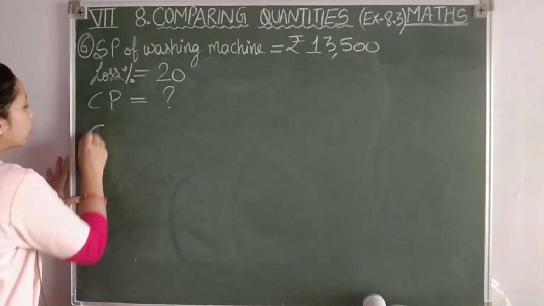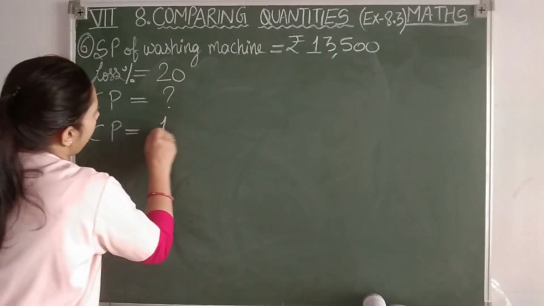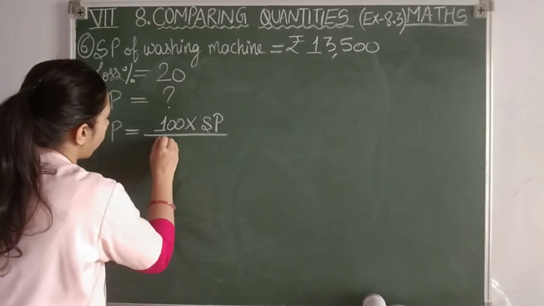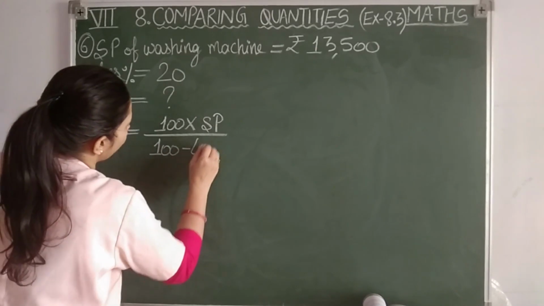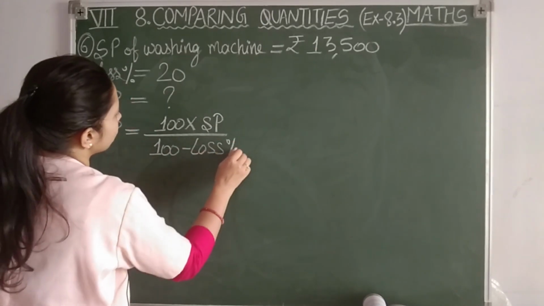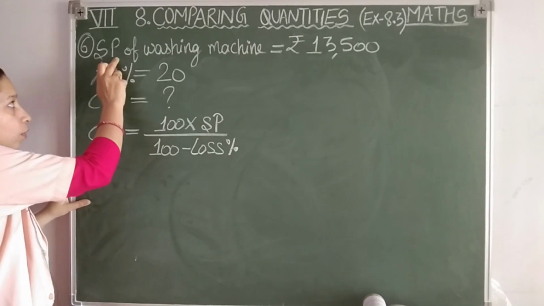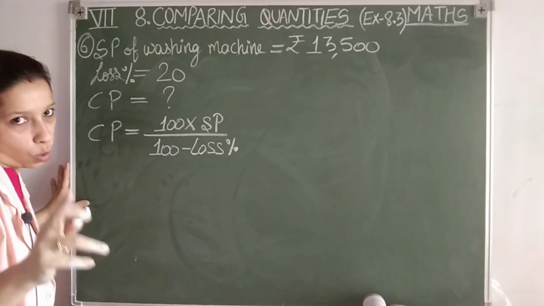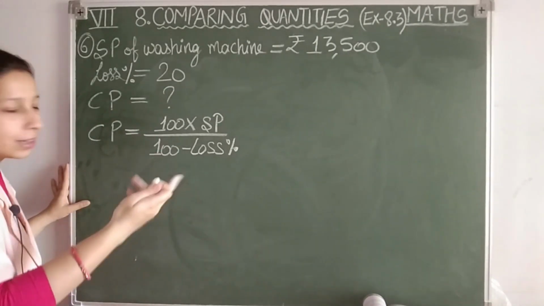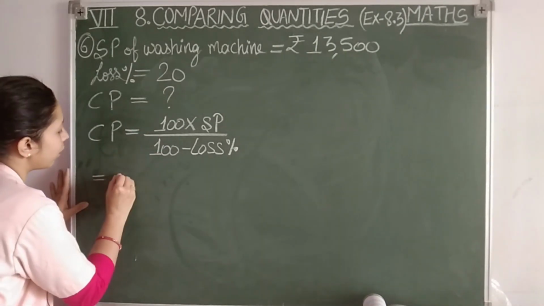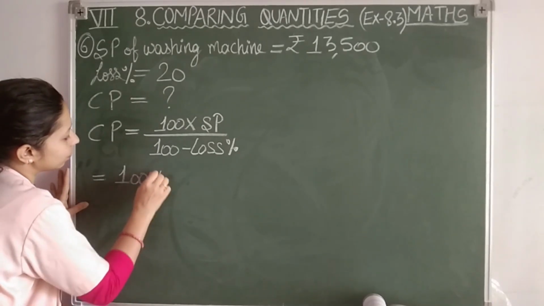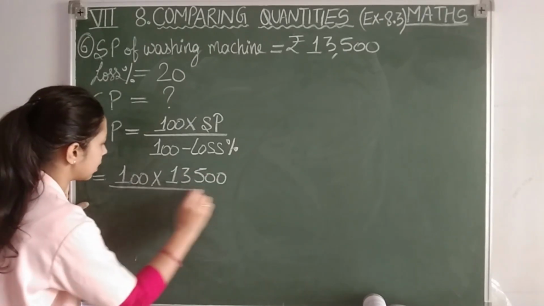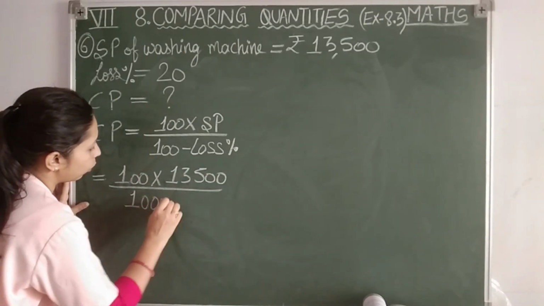That formula to find the cost price is 100 multiplied by selling price upon 100 minus loss percent. This is the formula, students. In case the selling price is given and in place of loss, profit is given, then here you are going to write 100 plus profit. Remember this, but if loss is there, then we write 100 minus loss. Let us put the values. 100, how much is the selling price? 13,500. Then 100 minus loss, that means 100 minus 20.